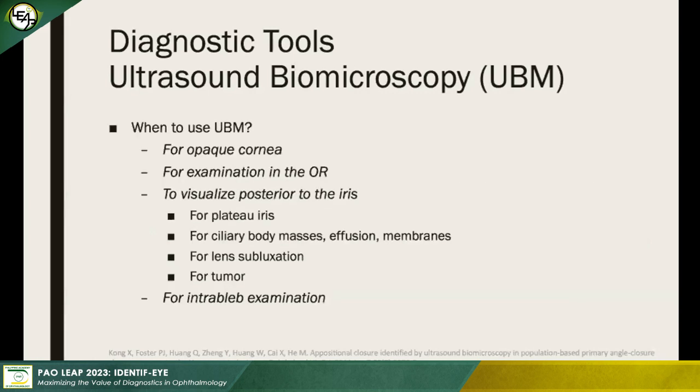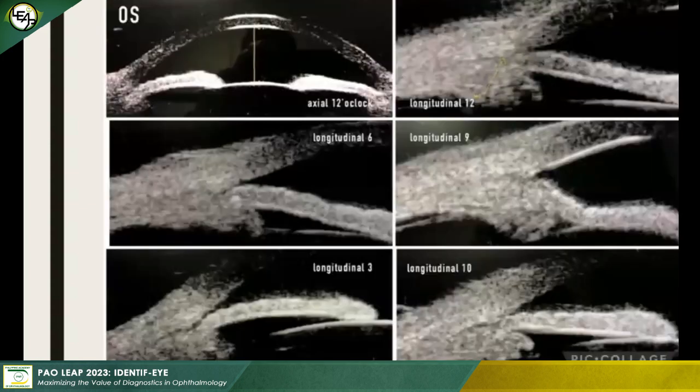So what are the indications for use for UBM? You can use UBM for instances of opaque cornea because you're using sound waves, not light. You can visualize past any opacity. You can use it for examination in the operating room, and at least for me, it's very important that you can see past the iris. So for instances of plateau iris, if you want to see ciliary body masses, effusional membranes, lens subluxations or tumor, and even intra-bleb examination. If you have a failing bleb and you suspect that there are membranes in your bleb, this can be an indication for checking.